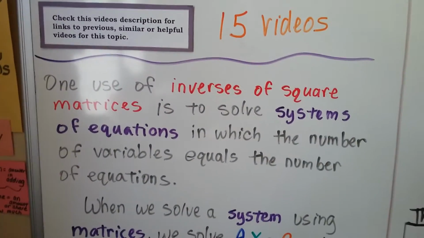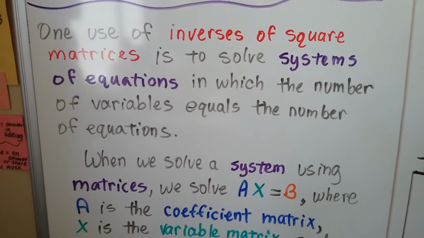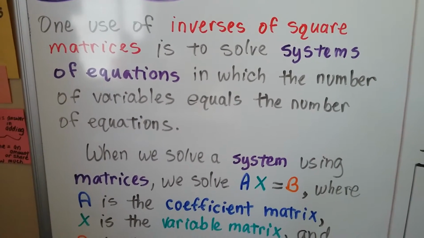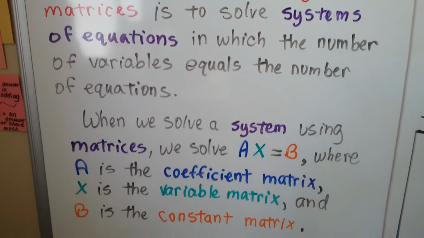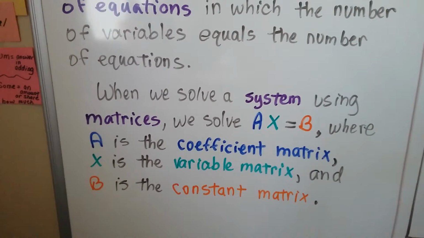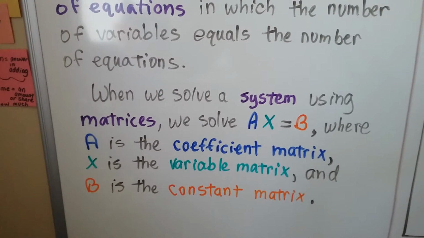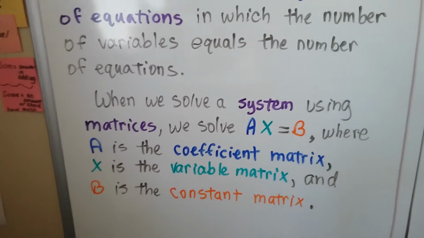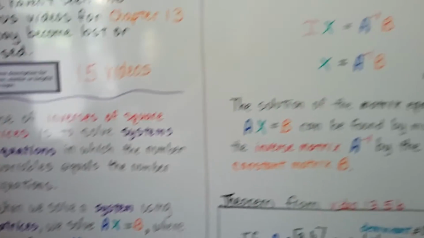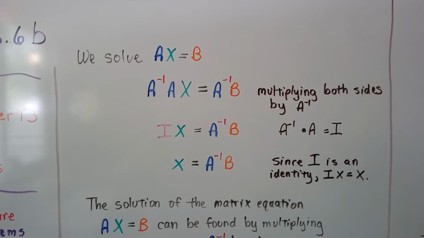So one use of inverses of square matrices is to solve a system of equations in which the number of variables equals the number of equations. And when we solve a system using matrices, we solve AX equals B. The A is the coefficient matrix, the X is the variable matrix, and the B is the constant matrix. Now this might start sounding confusing, so just bear with me, okay? So we're going to solve AX equals B.